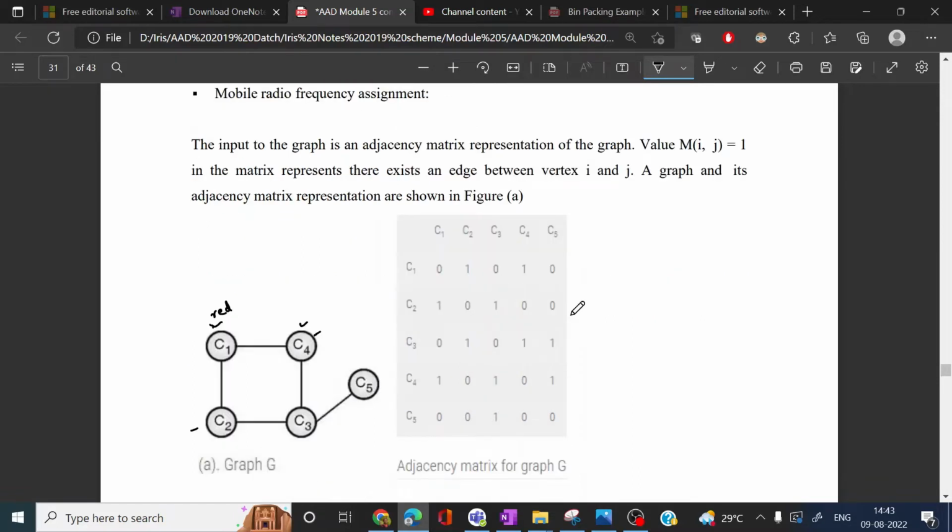The input to the graph, we already know, is an adjacency matrix. So here a graph is given, and the input to the graph is given as the adjacency matrix, which means the graph is represented as an adjacency matrix. So here, C1, C4. If there is an edge, it is marked as 1. C1 to C2 there is an edge, so it is marked as 1. C1 to C4 there is an edge, that is marked as 1. Wherever edges are present, they are marked as 1 in the adjacency matrix.